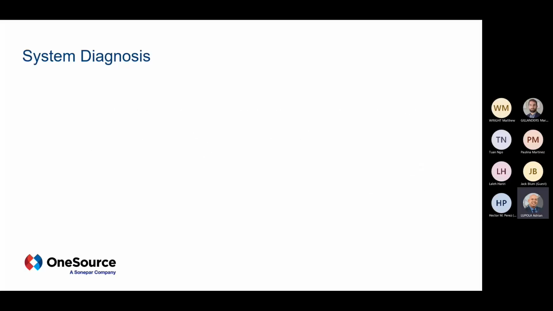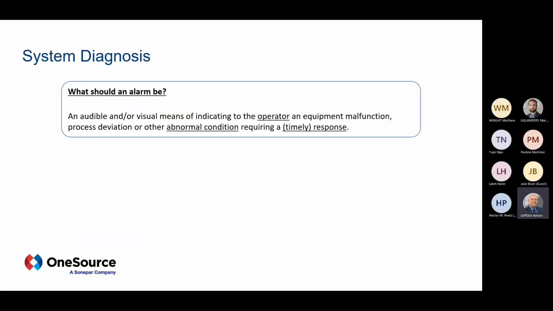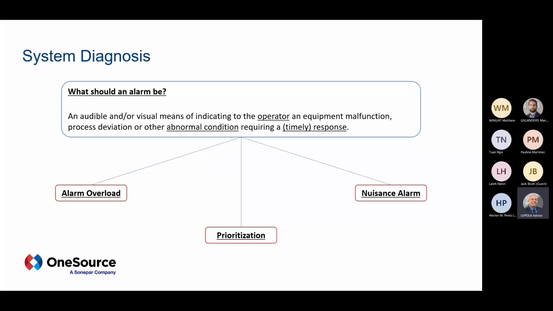Next, we're going to go over some system diagnosis recommendations. So what should be an alarm? It's an audible or visual means of indicating to the operator an equipment malfunction, a process deviation, or some other abnormal condition requiring a timely response. There are 3 criteria that go through here. If any of these 3 criteria are not met, it really should not be something that triggers an alarm or an event.